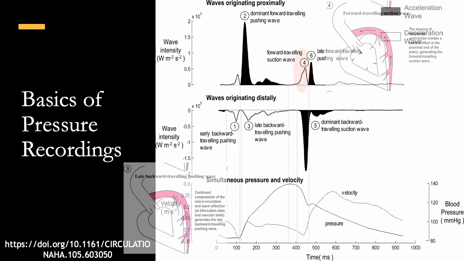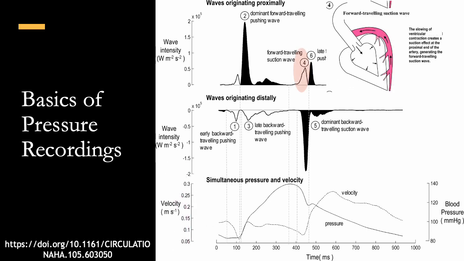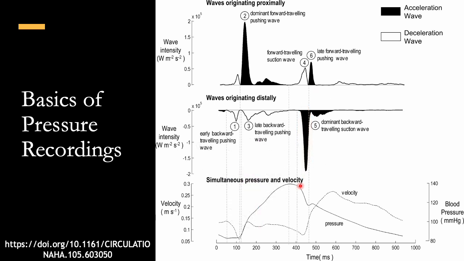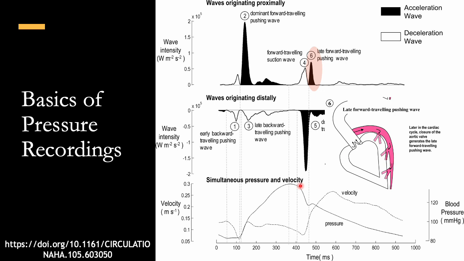A forward traveling suction wave occurs as the ventricular contraction slows down, and a dominant backward traveling suction wave occurs during myocardial relaxation and is responsible for peak coronary flow in diastole. This is where maximum coronary blood flow occurs. The final wave is the late forward traveling pushing wave, which occurs later in the cardiac cycle.